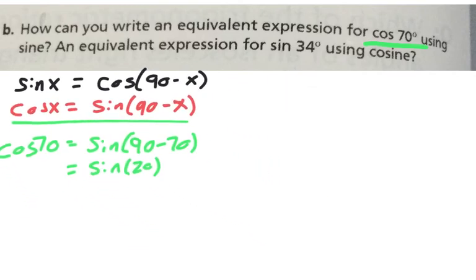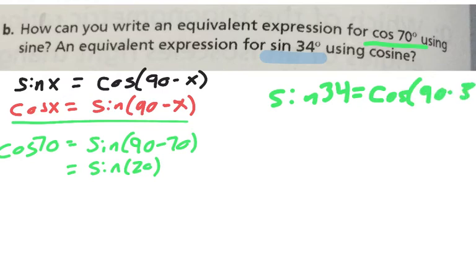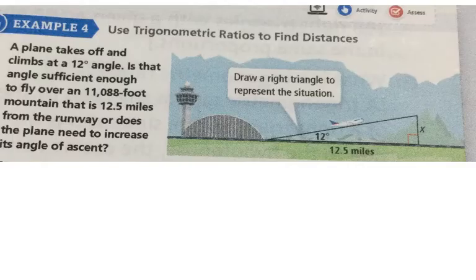And then the second part, if I had sine of 34. Okay, so I'm going to use the top formula. If I have sine of 34 degrees, that's going to be equal to cosine of 90 minus 34, which is going to give me a value of cosine of 56.